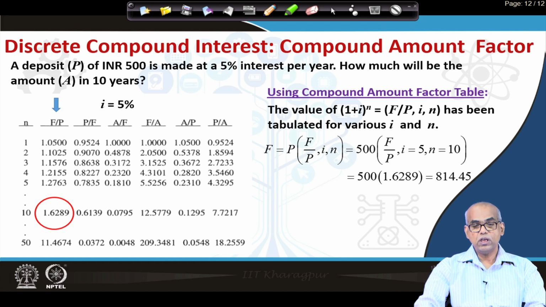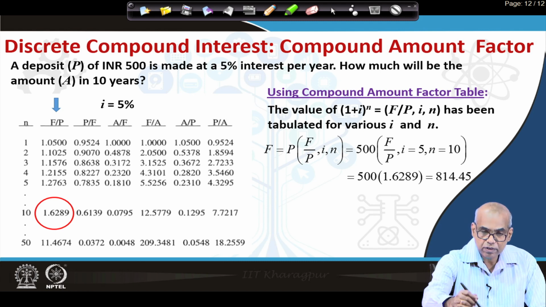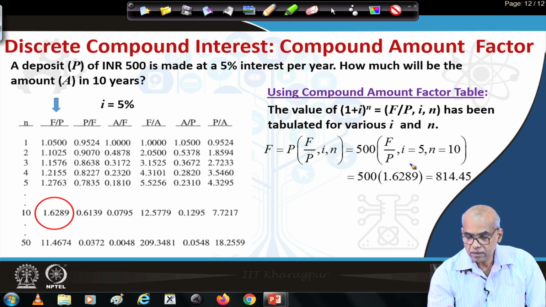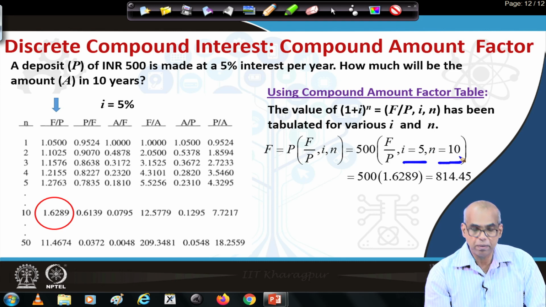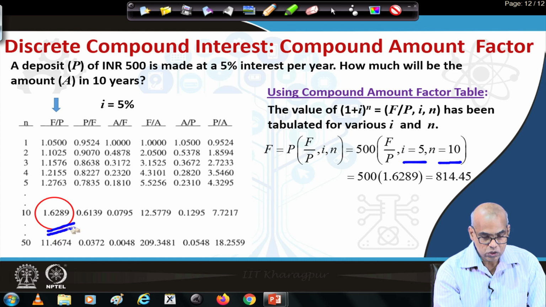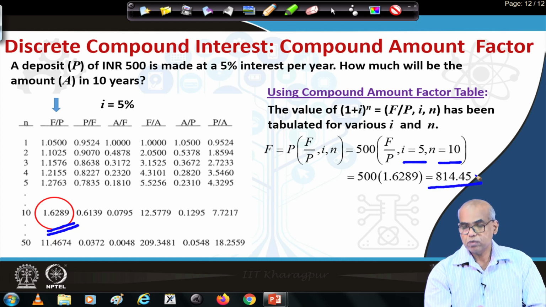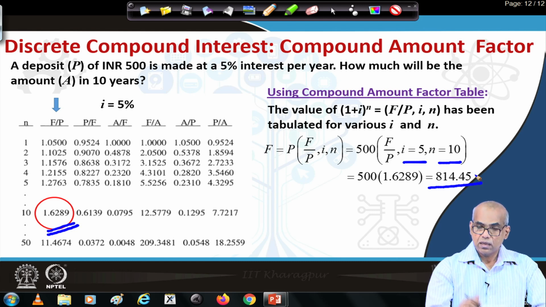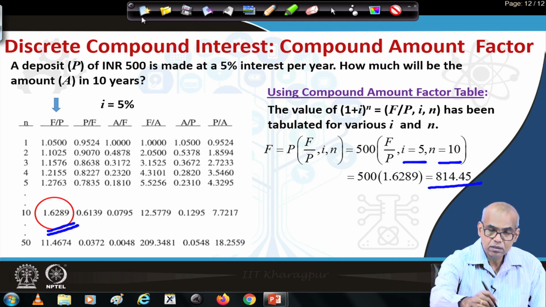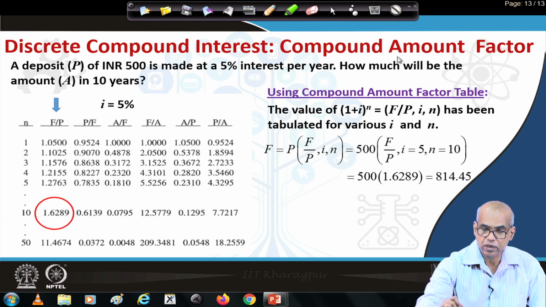So, the future value F, that is the total amount, can be computed as P into the factor. So, 500 into the factor value. So, what is that factor value? You have to look at, for i equal to 5% and n equal to 10, what is the F/P? That is 1.6289. So, if you multiply this, you get 814.45. So, that is the future value, that is the total amount that you will get.